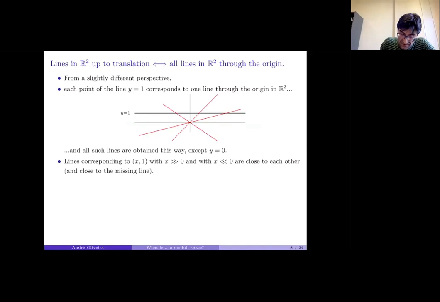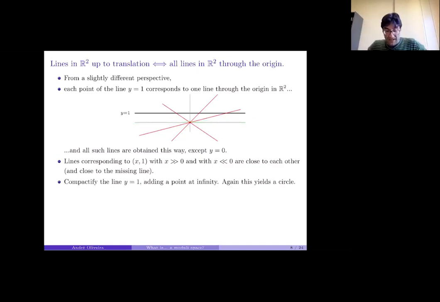Okay, but now, if you consider points in this line y equals one with x very, very large, or with x very, very small, then the lines become very similar again, and close to the missing line, so they become close to the line y equals zero. So the idea is the same. We have to compactify this line y equals one to add a point at infinity and then glue again, right? And again, this yields a circle.